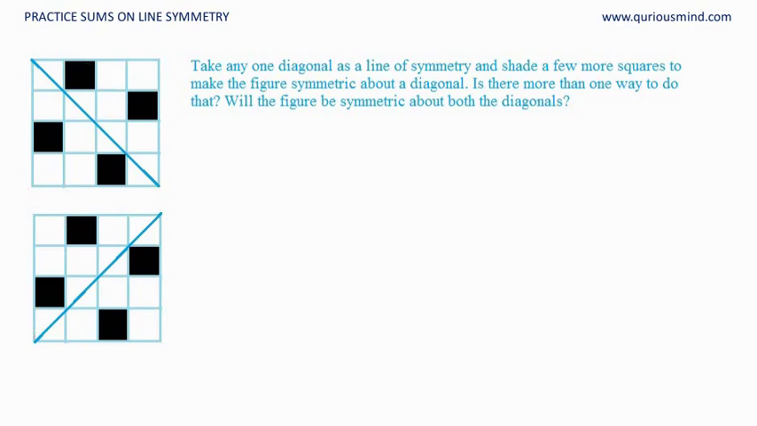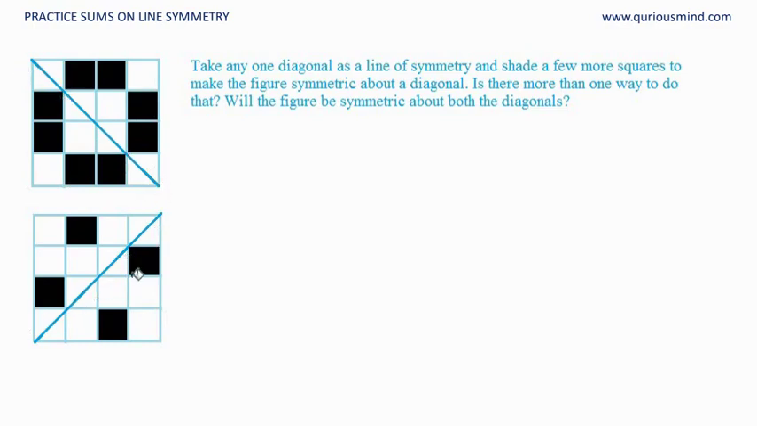So for that, if you see, for this to be symmetric, I need this to be colored black. For this to be symmetric, I need this to be black. This, I need this here. And then if you see here, I need this. So now the figure is symmetric around this diagonal.